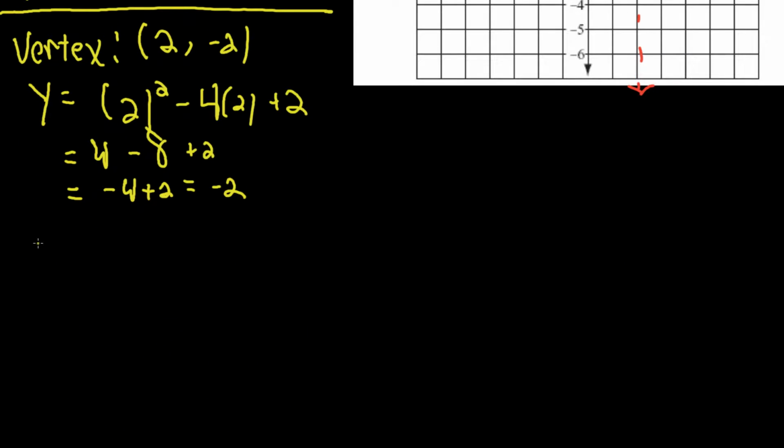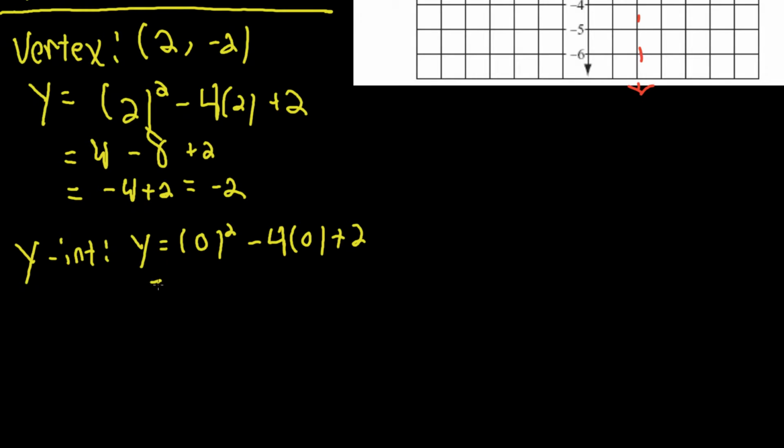Now I need to find my y-intercept. That we can find by setting x equal to 0. So instead of having x squared, we're going to have 0 squared minus 4 times 0 plus 2. Well, that just gives me y equals 2, which means that my y-intercept is the point 0, comma, 2. We get the 0 because we set x equal to 0. We get 2 because we find that when x equals 0, y equals 2.